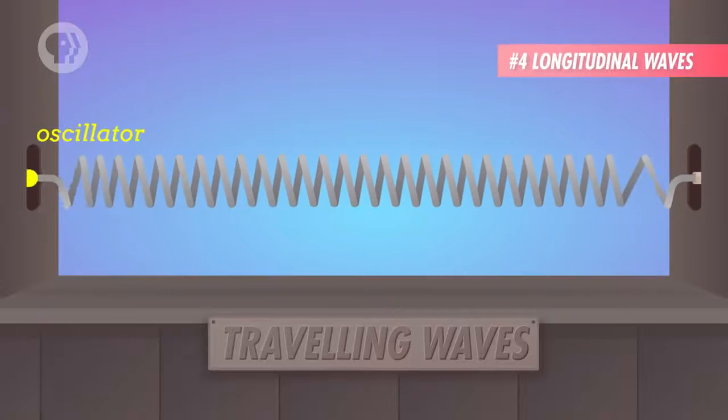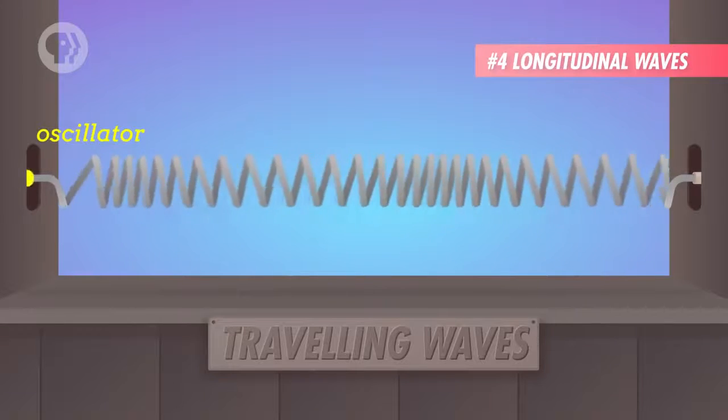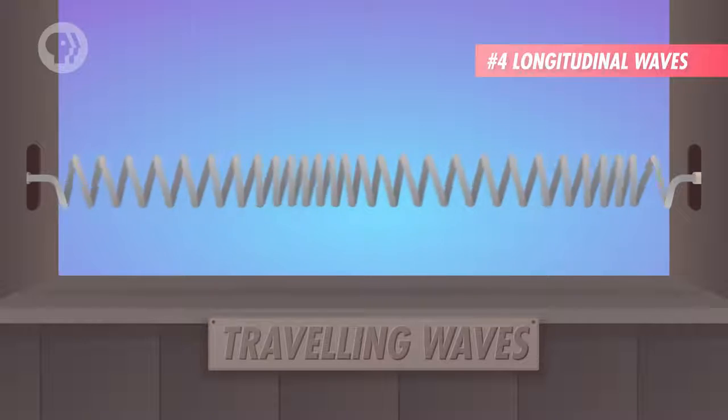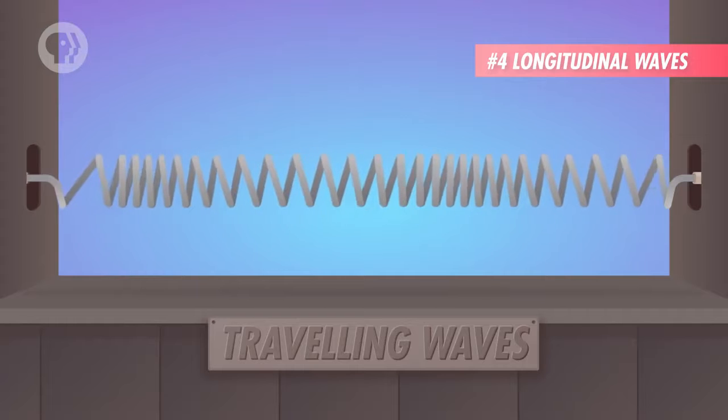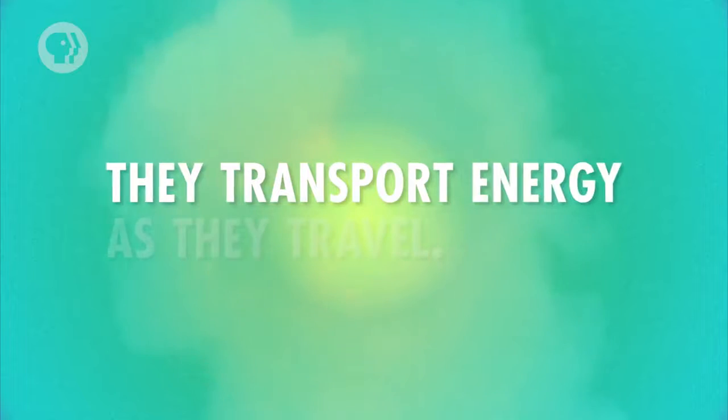But there's also longitudinal waves, where the oscillations happen in the same direction as the wave is moving. In the case of a longitudinal wave, the back and forth motion is more of a compression and expansion. These are the kinds of waves that you get by compressing and stretching a spring, and they're also the kinds by which sound travels, which we'll talk about more next time. But all waves, no matter what kind they are, have something in common. They transport energy as they travel.